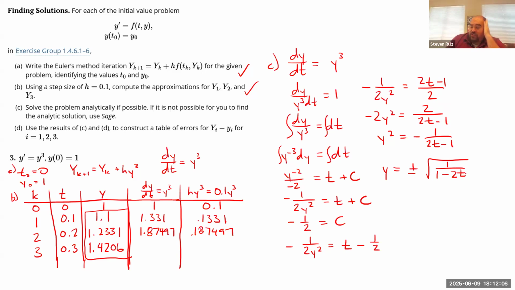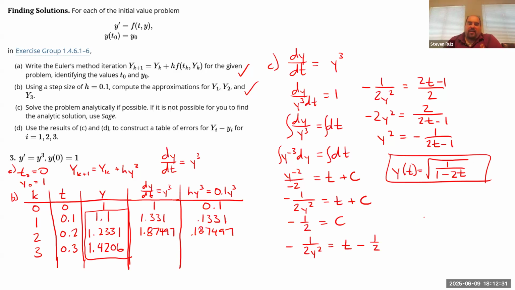If I plug in a 0 for t there, then I get plus or minus radical 1. But I don't want the negative sign of that. I just want the positive side of that. So this is what I have. y of t is equal to this. So this is my analytic solution.